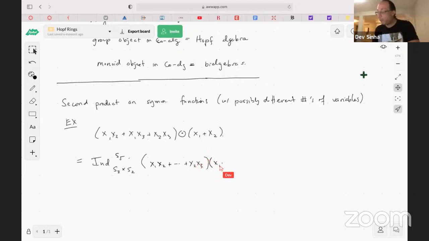And I'm going to take the product first reindexing. So the first set of variables is 3 variables. The second is 2. So instead of calling those x1 and x2, I'm going to call those x4 and x5. And so you can do this multiplication. It would have 6 terms.